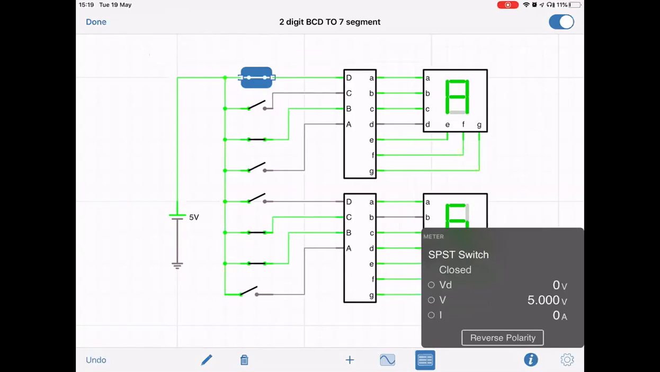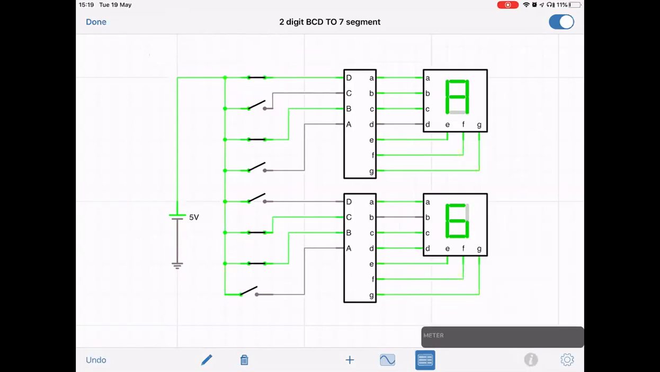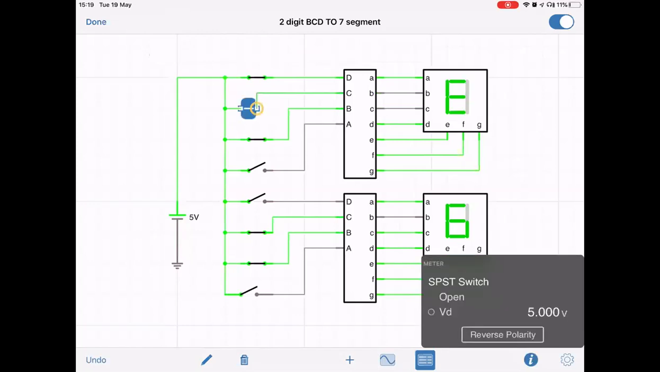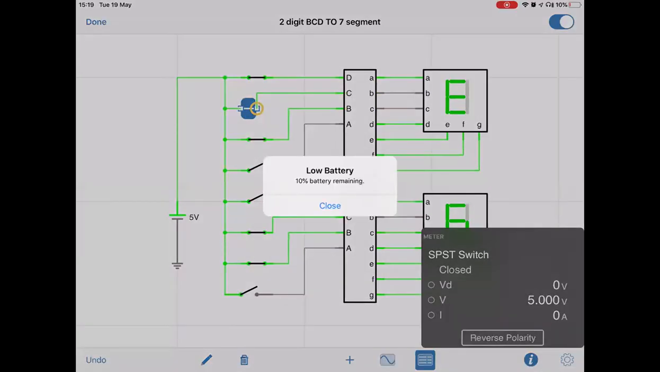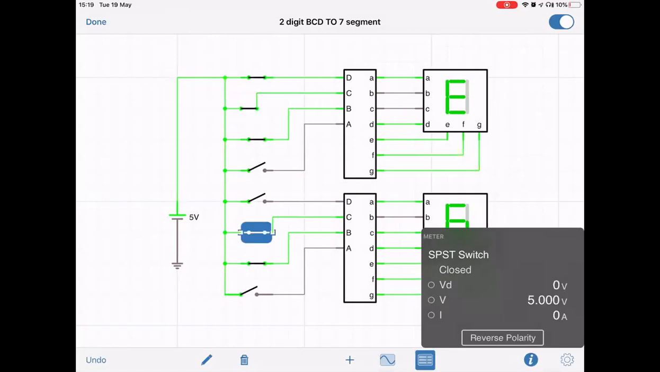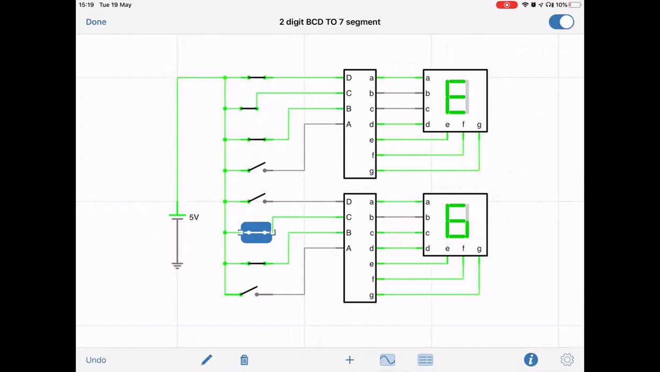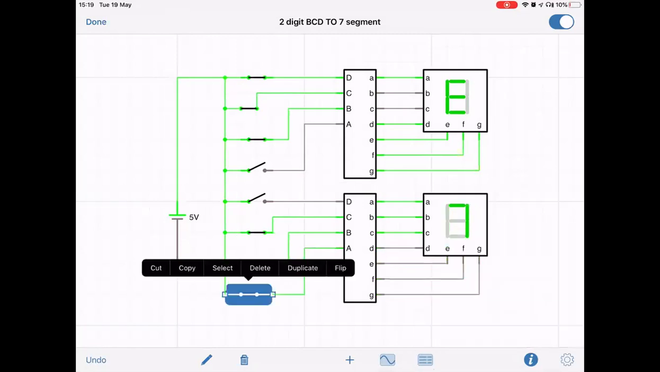So if I turn on the most significant bit, you see the display changing. Got no battery now. It's not very successful, is it? The meter keeps coming up. So that goes from, as I change that least significant bit there.